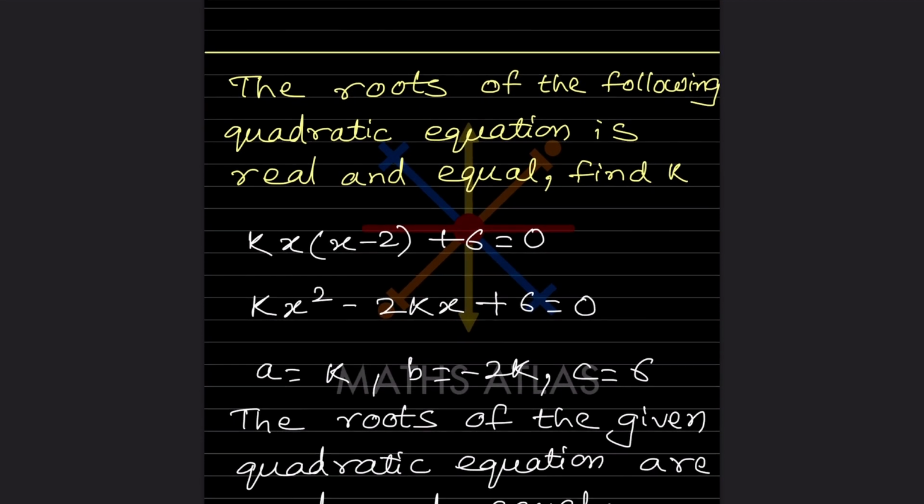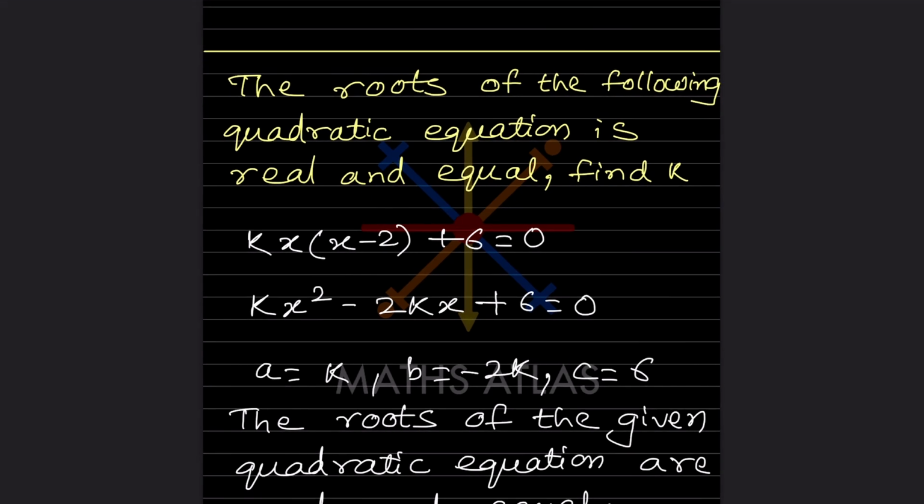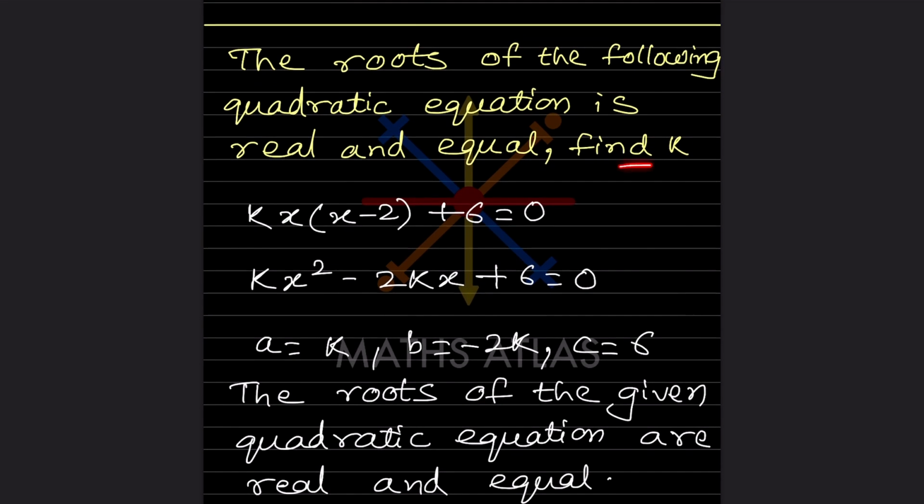So now here in the next one they said the roots of the following quadratic equation are real and equal, and find again here k. So now this is a different equation, slightly different from the previous one. First, you have to bring it in the standard form. So here, this kx times x minus 2, when you multiply, that is going to be kx square minus 2kx plus 6 is equal to 0. So what you can see here, a is going to be k, b is going to be minus 2k because this is x, and c is going to be 6.